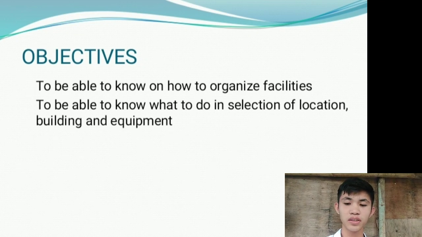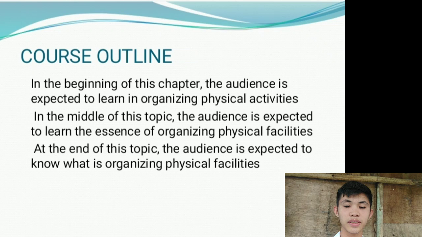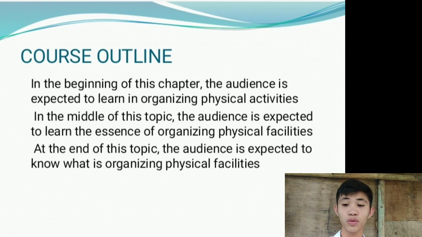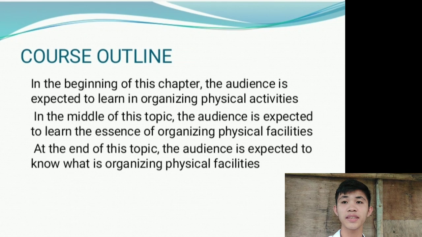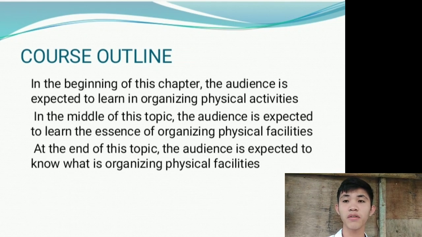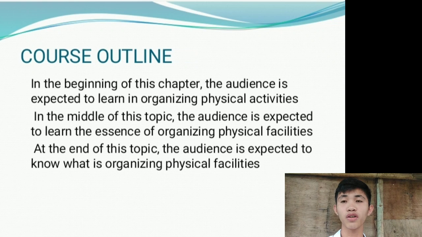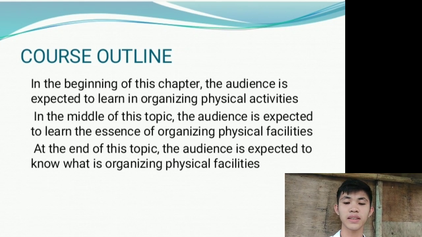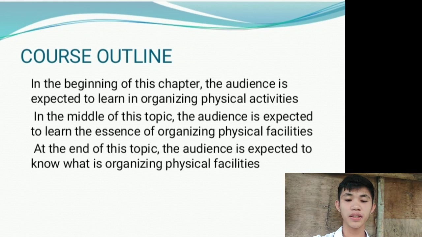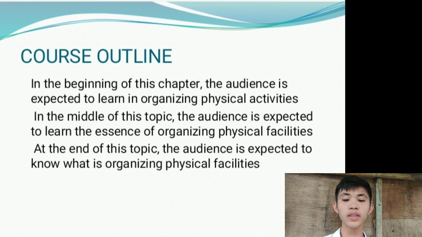And the next objective is to know what to do in the selection of location, building, and equipment. So the course outline is: in the beginning of this chapter, the audience is expected to learn about organizing the physical facilities. In the middle of this topic, the audience is expected to learn the essence of organizing physical facilities. And lastly, at the end of this topic, the audience is expected to know what organizing facilities is.